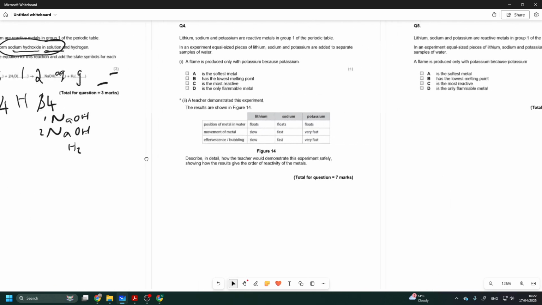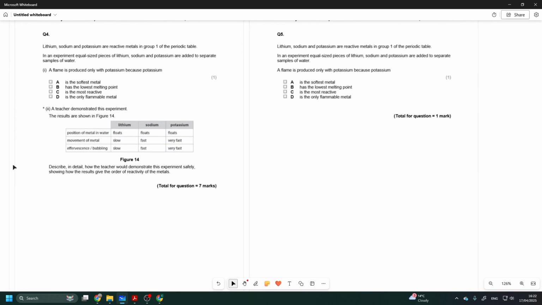Just keep practicing those. Now, the next 2 questions say lithium, sodium, potassium are reactive metals in Group 1 of the periodic table. In an experiment, equal sized pieces of lithium, sodium, and potassium were added to separate samples of water. Okay, now you'll remember seeing this. You'll remember seeing a flame for potassium. Okay, and this is because it's the most reactive.